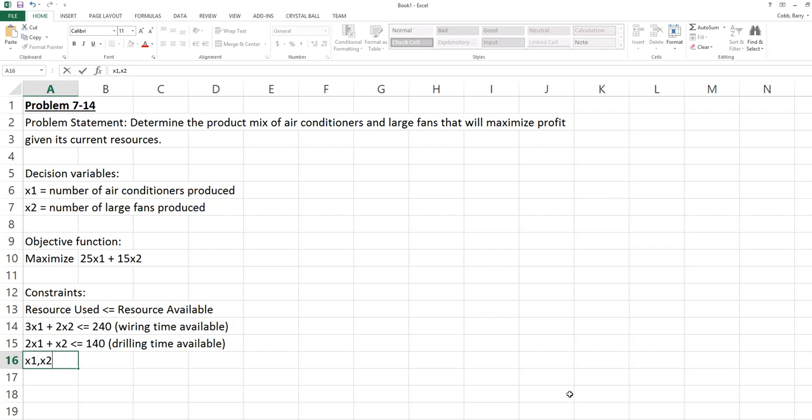Two constraints that we also want to make sure that we put in are the non-negativity constraints. Both X1 and X2 have to be greater than or equal to 0 because it wouldn't make sense to produce a negative number of units. This is the formulation for Electrocomp's problem. Now we're ready to either create a graphical solution or a computer solution using Excel and Solver.